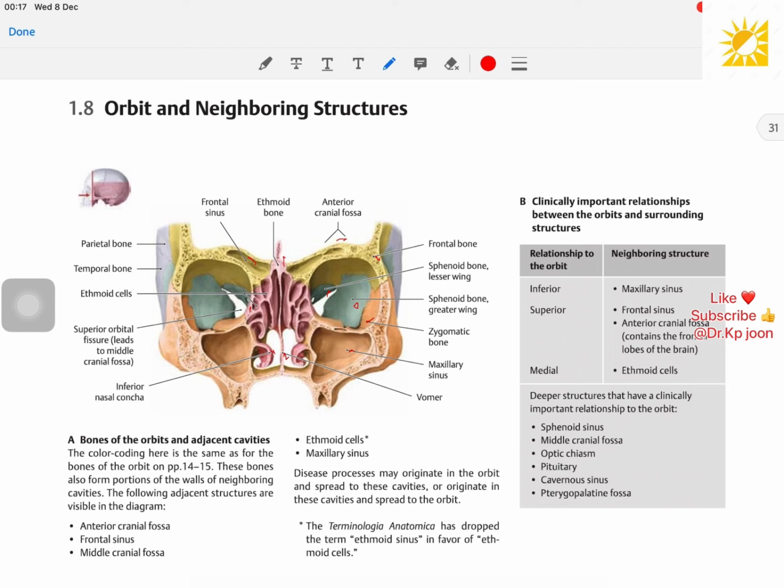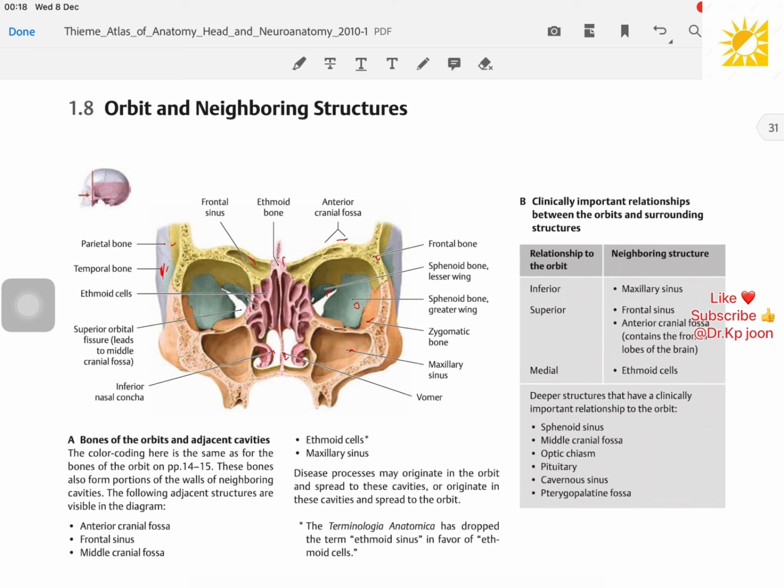and the ethmoid bone cells, the temporal bone, and the parietal bone. So in this diagram, the color coding is the same as for the bones of the orbit on pages 14-15.